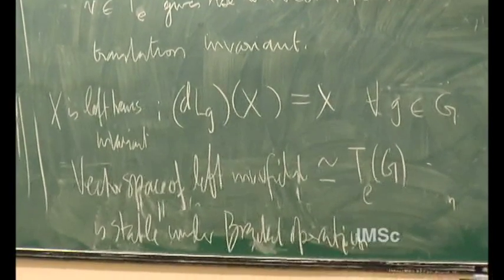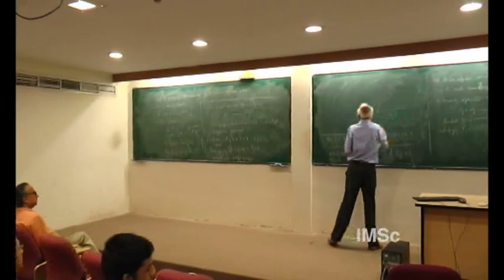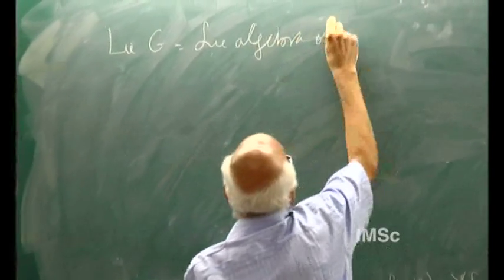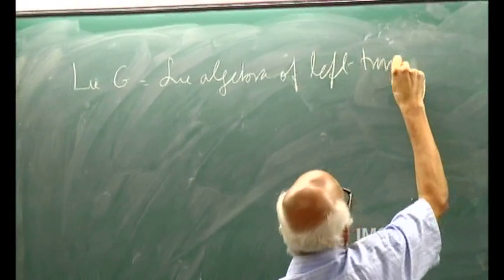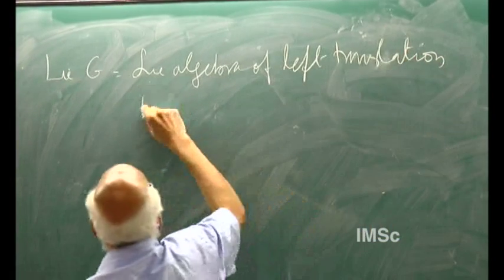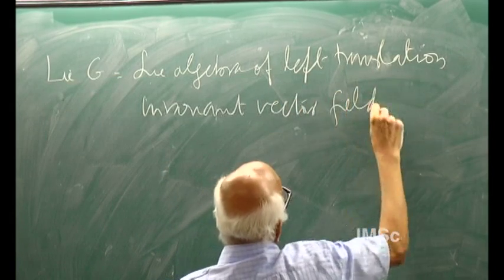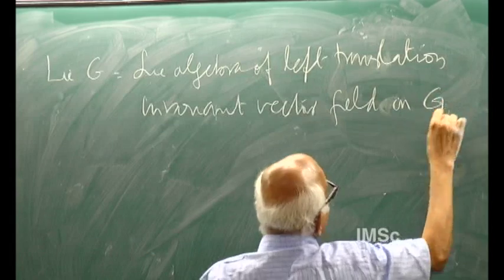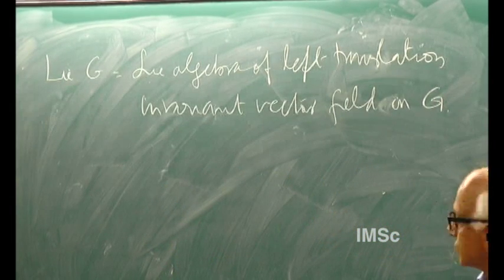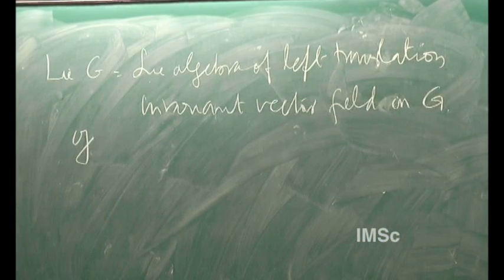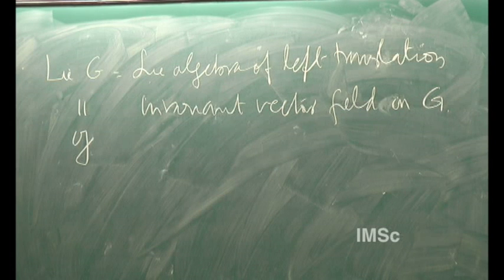And I'm going to denote it by Lie G, the Lie algebra of left translation invariant vector fields on G. Sometimes I also use the German Gothic lowercase g for denoting the Lie algebra. Both these notations will be used. It's a finite dimensional Lie algebra.